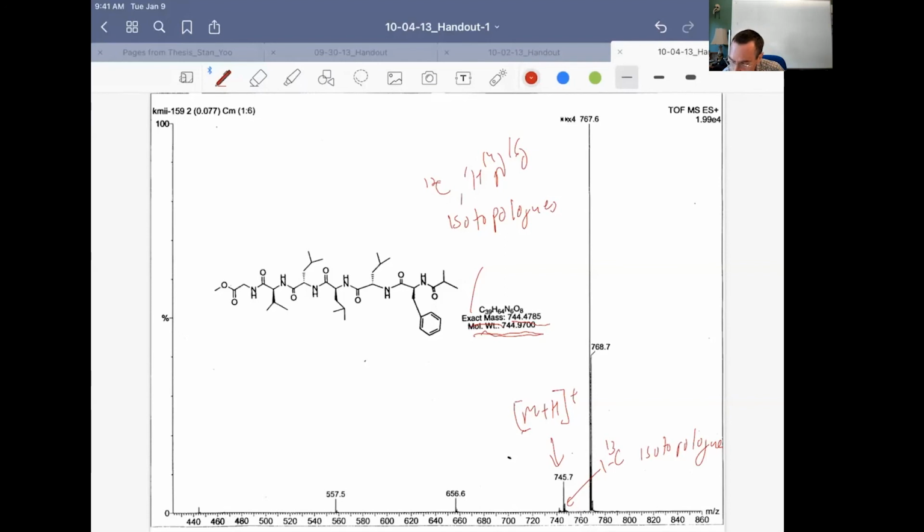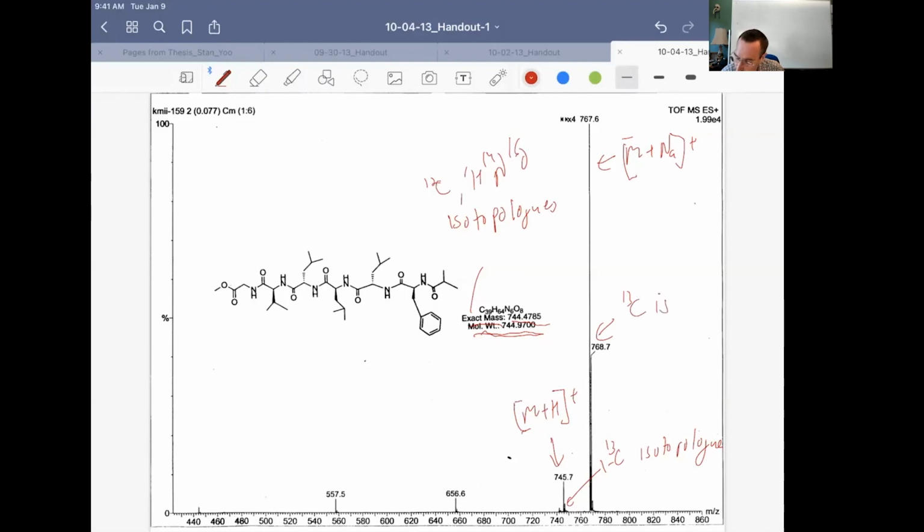So we see another peak that's the biggest peak here. This peak is 22 higher. Instead of being at 745 and change, it's at 767 and change. This is the M plus sodium peak. Now we can clearly see the C13 isotopologue. So the peak that we're looking at, 767.6 or thereabouts, is all C12.